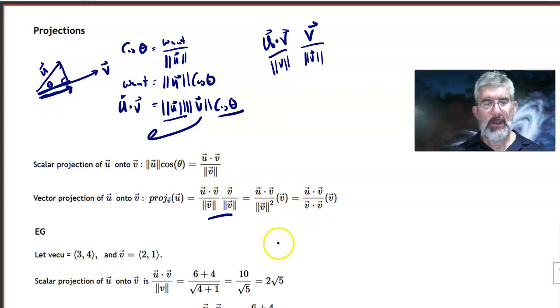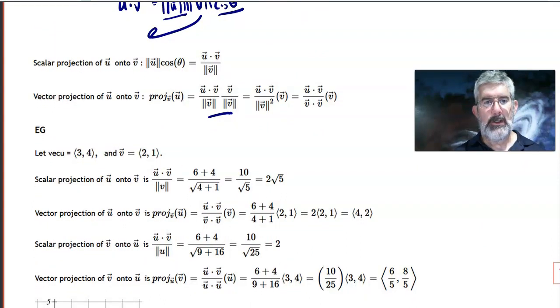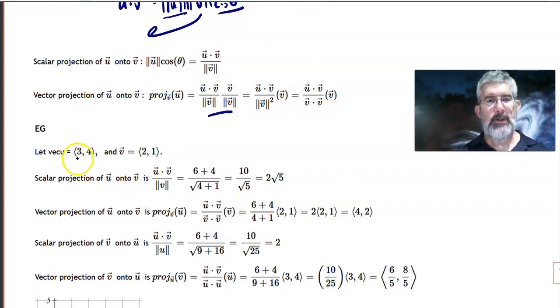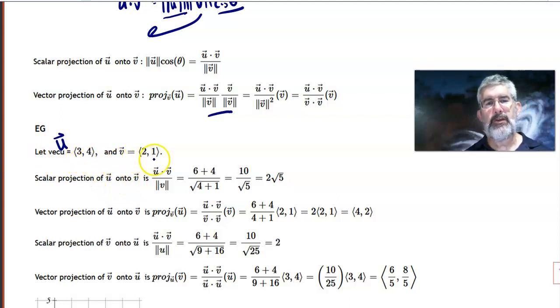Now, let's do an example. Here's two vectors. I apparently didn't turn that into looking like a vector u, so this is supposed to be u. It's 3, 4, and the vector v is 2, 1. Now the scalar projection of u onto v, that's just this formula that I used right here. It's the dot product divided by the length of the one you're projecting onto.